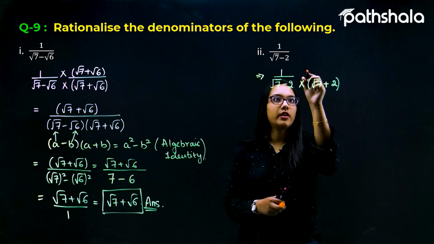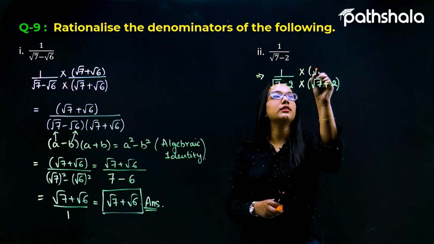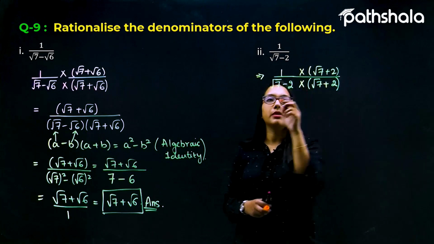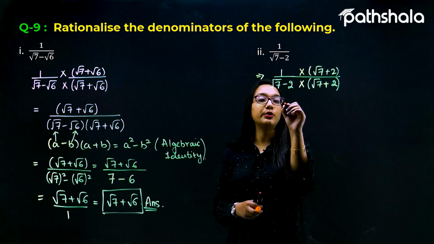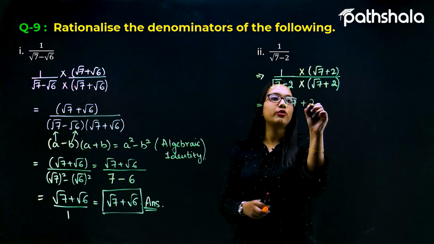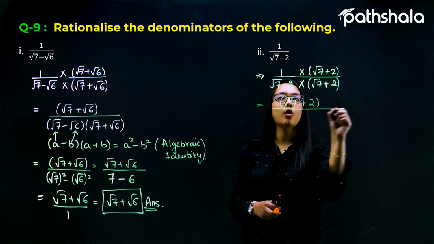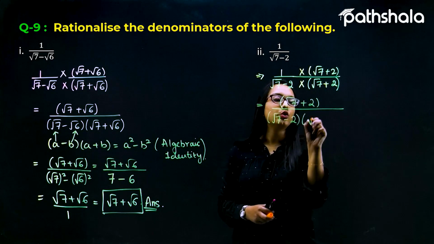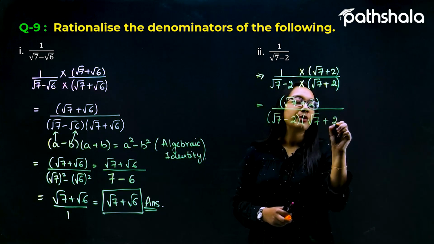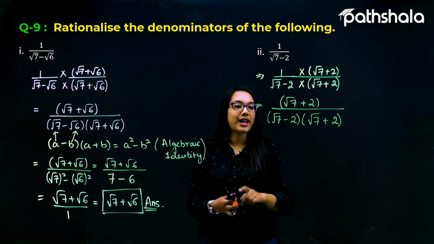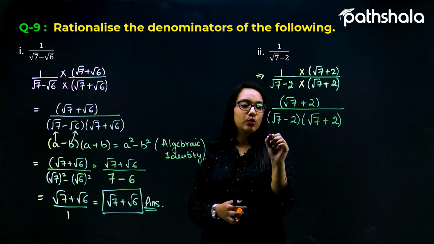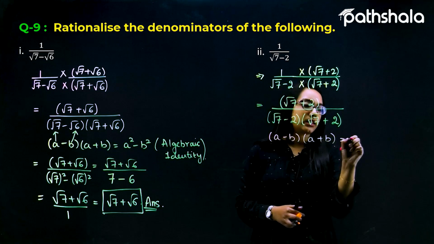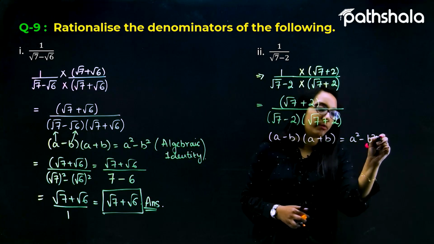If the number were positive, then we would take the number with a negative in between. Again, when rationalizing, we have to multiply and divide with the same number. So this results in root 7 plus 2 in the numerator, and in the denominator root 7 minus 2 into root 7 plus 2. Again we can use the algebraic identity: a minus b into a plus b is a square minus b square.